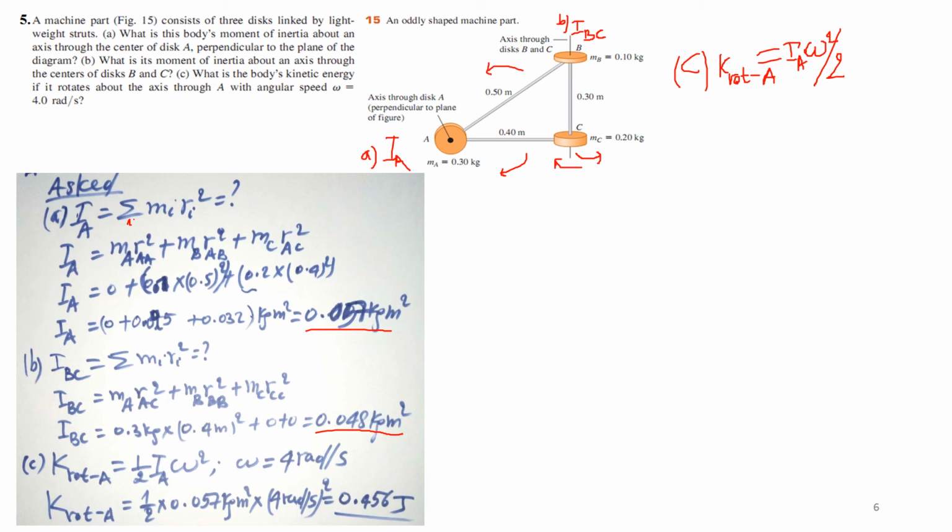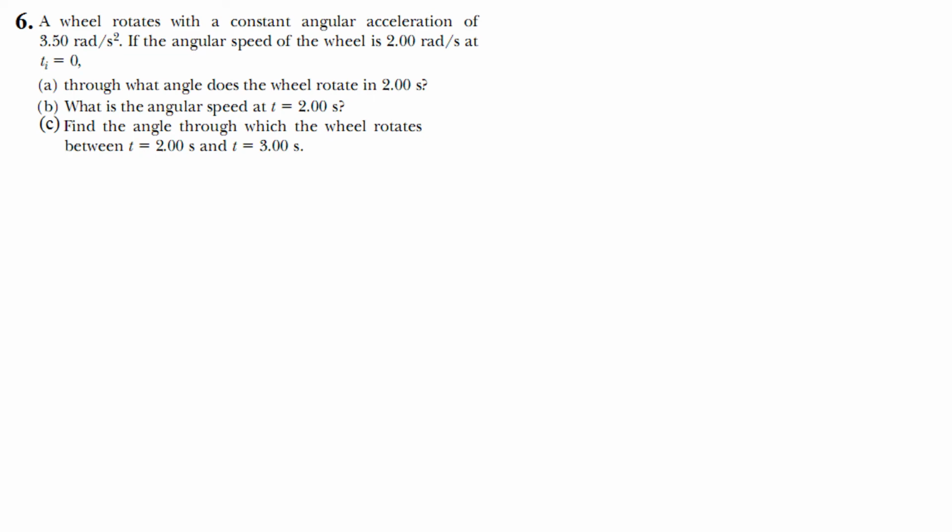In sub-question C, we are asked to find the rotational kinetic energy about A, which equals 1/2 times the moment of inertia about A times the square of the angular velocity. The moment of inertia about A is calculated in sub-question A, and the angular velocity is given. So we need to do the numerical application: the rotational kinetic energy is equal to 1/2 times 0.057 kilogram meter squared times 4 radian per second squared, which gives 0.456 joules.